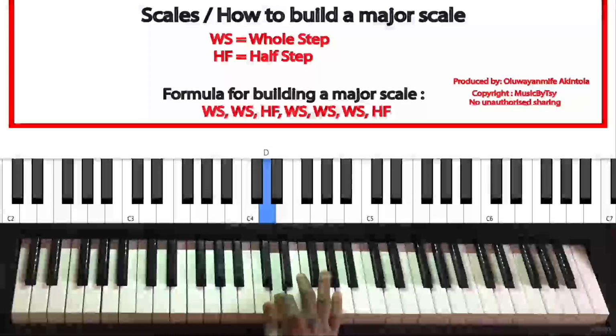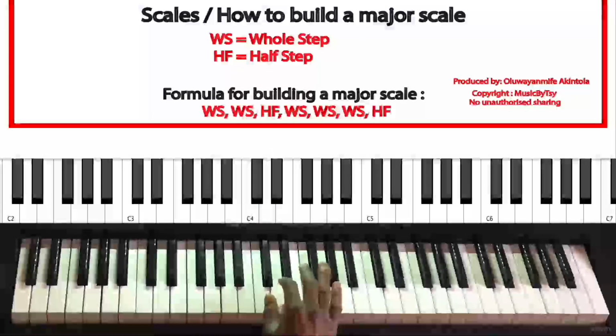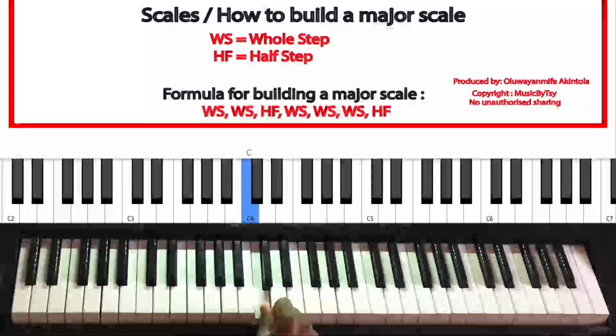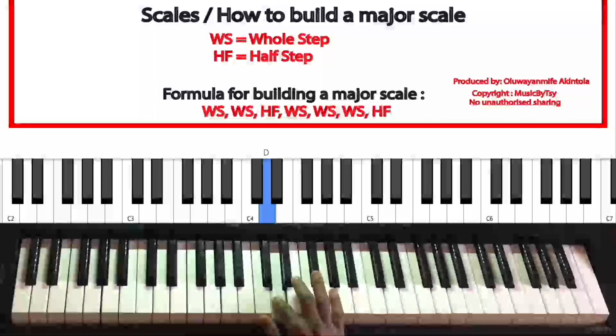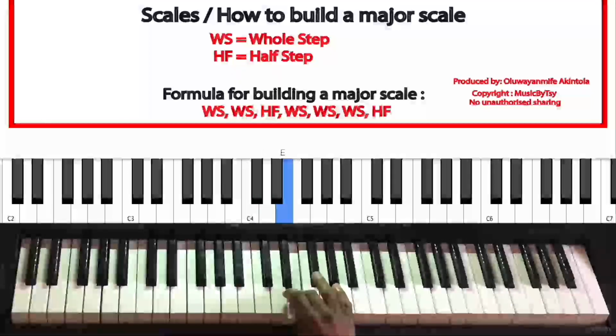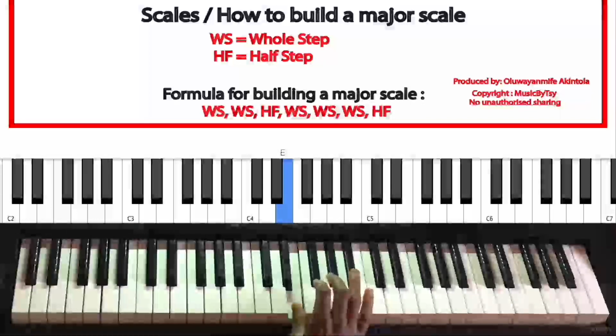See that? So in order to construct a major scale for any key, you pick that key. So for example, let's construct a major scale for the key of C. We're going to start from the key of C, and then take a whole step, and then another whole step, and then a half step now. Remember, taking a half step means that you move to the next key. You don't skip any key.